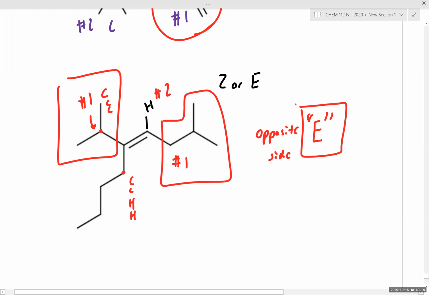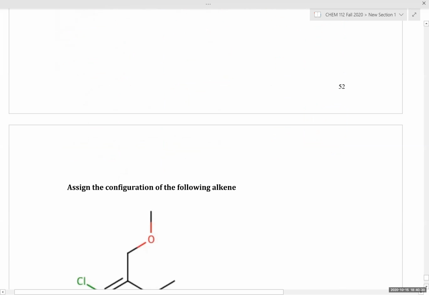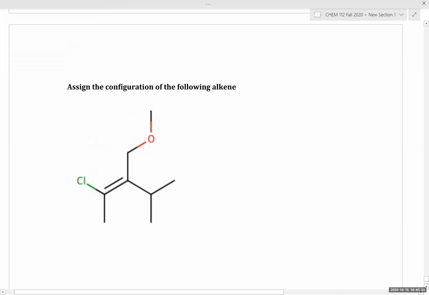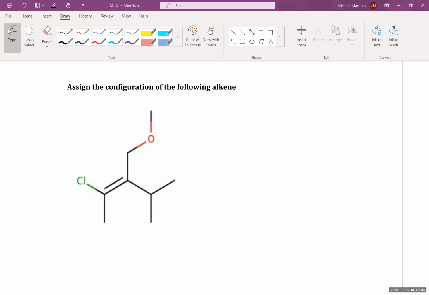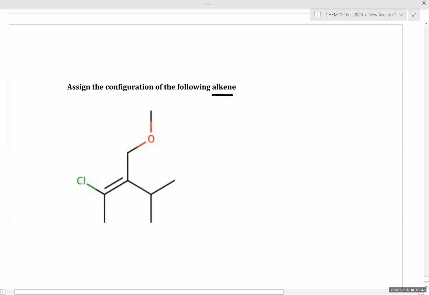Does this example make sense to everyone? Does this example make sense? Perfect. So let's keep working on a few more examples. Let's try to assign the configuration of the following alkene. Just like before, I'll give everyone about 3 to 4 minutes to work through this problem. I'd like you to assign this alkene as E or Z.